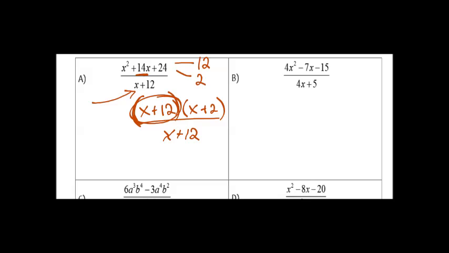This is being multiplied times that. We're also dividing by it. That's why we're allowed to cancel out. Those are complete opposite operations. I'm multiplying by something, and I'm dividing by it. Those can completely cancel out, leaving me with just x plus 2.